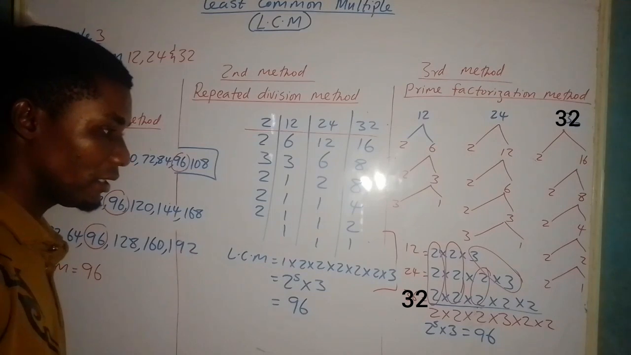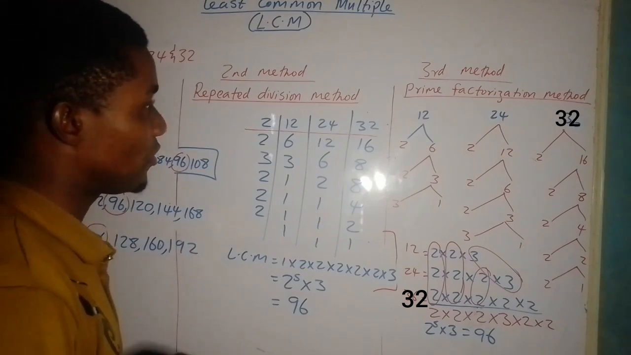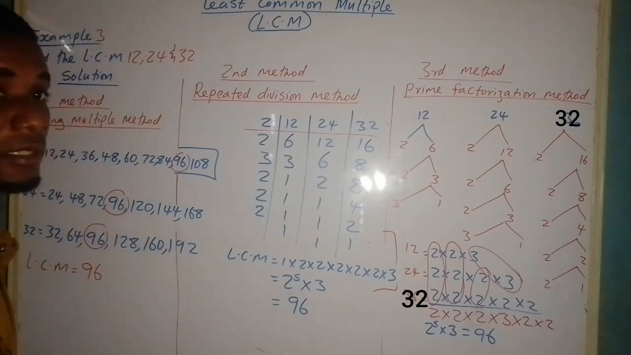This is how to find the LCM of numbers using 3 different methods.